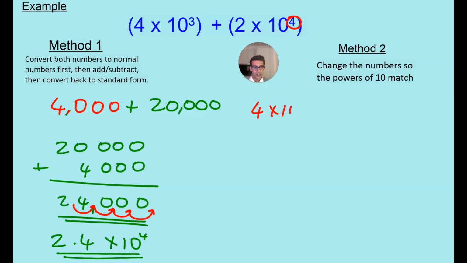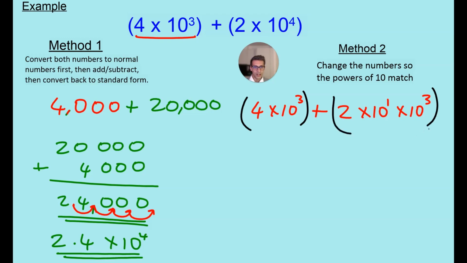The way we can do that is as follows. 4 times 10 cubed, that's the first part, so that stays as is, plus, now if we rewrite this, this is the same as 2 times 10 times 10 cubed. Now think about this bit here, we know that 10 to the power 1 times 10 cubed is the same as 10 to the power 4. So they are equivalent to each other. And just to make it easier to visualize, you can put this in brackets just like this. You don't have to do that. But we're then just going to add this up now.